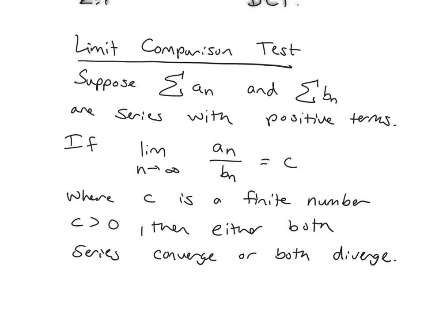So limit comparison test, what it's telling me, I have two series with positive terms. If I take the limit of the ratio of their terms and I get a finite number that's not 0, these two series have to behave in the same way. They both have to converge or they both have to diverge. They have to agree with each other in some way. Okay?